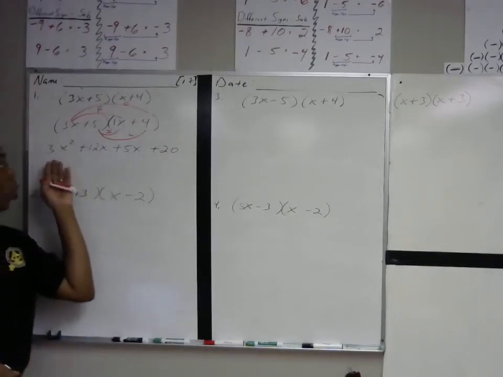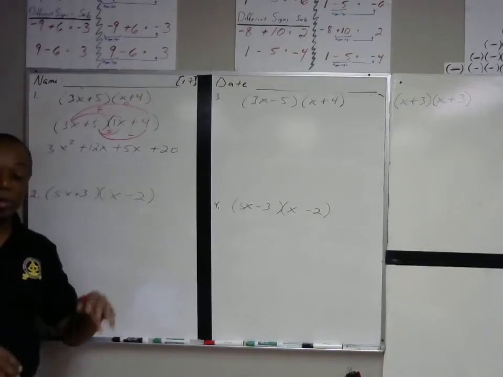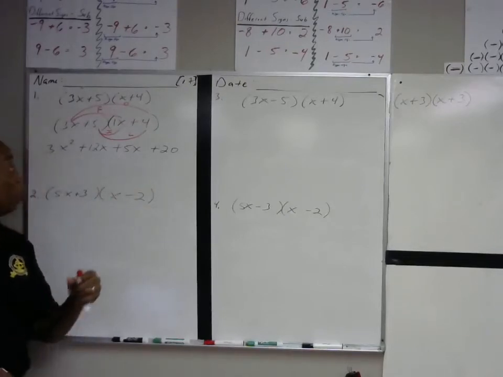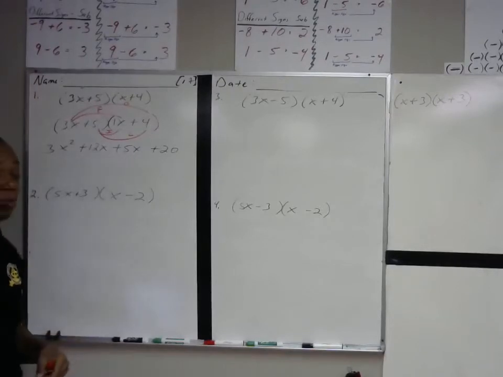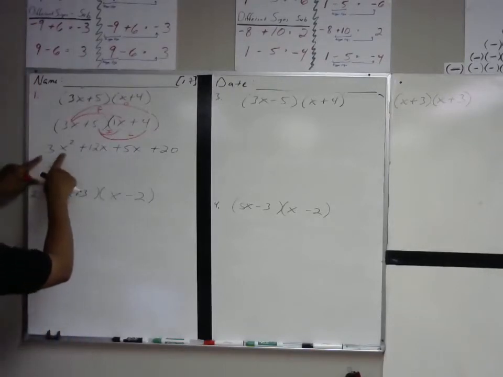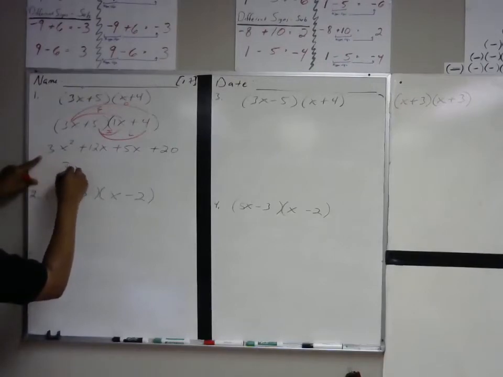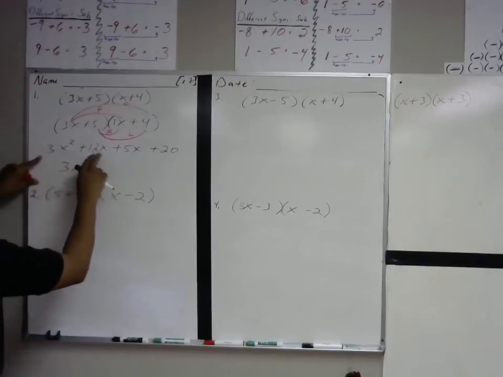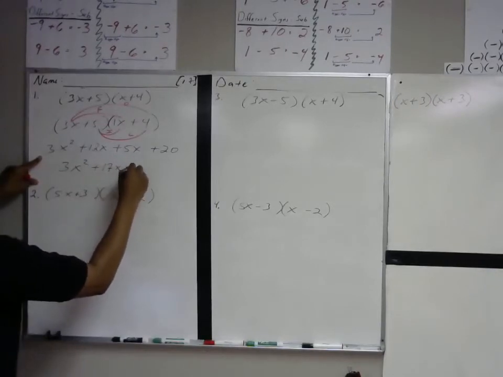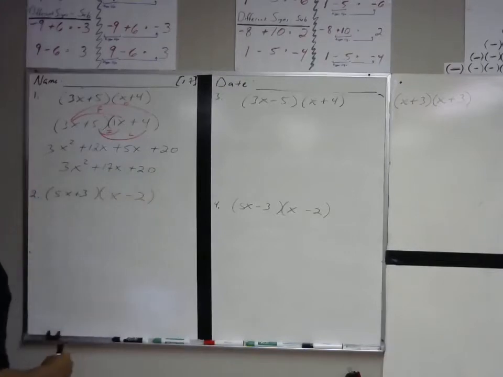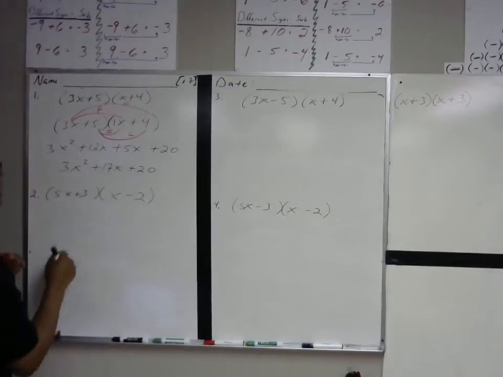Next, once we have all the multiplications out of the way, which is the FOIL, we're going to then collect like terms. And we have a 12x and a 5x to collect. 3x squared, don't need to collect that. But the 12x and 5x, same sign so add, bigger sign wins. So that's 17x plus 20. That's done.